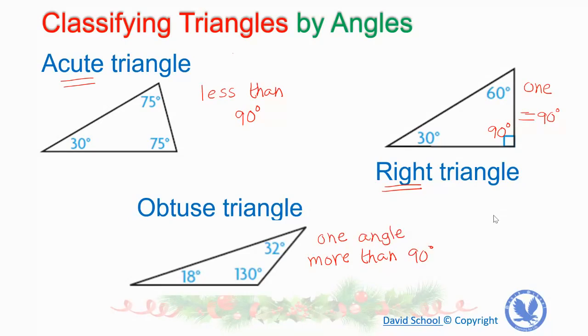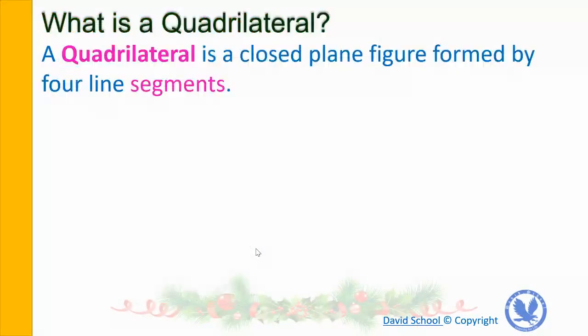In an acute triangle, each angle is less than 90. In a right triangle, one angle is 90 degrees, other two angles are acute. In an obtuse triangle, one angle is more than 90 and the other two angles must be acute. So this is the classification of triangles. Let us move on to the third lesson, quadrilaterals.